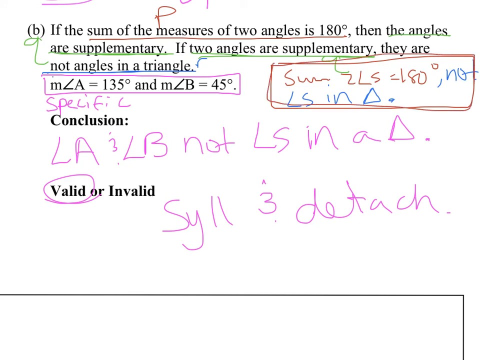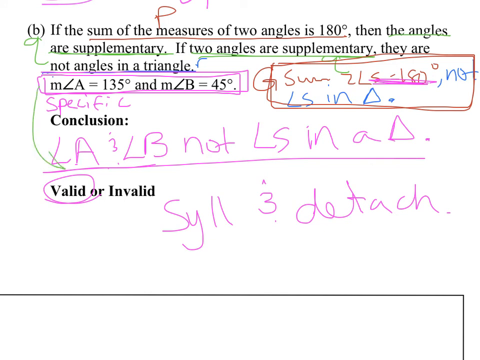And then I can come here and I can see that now I'm talking specific. Angle A is 135, angle B is 45. Well, those two angles, angle A and angle B, do equal 180. So that must mean that angle A and angle B cannot be the angles in a triangle. So that's my law of detachment. I take my general sentence here and I match it up with my very specific sentence here, exactly in the same order. And that worked out perfectly. Both syllogism and detachment were followed nicely. So I have a valid conclusion.